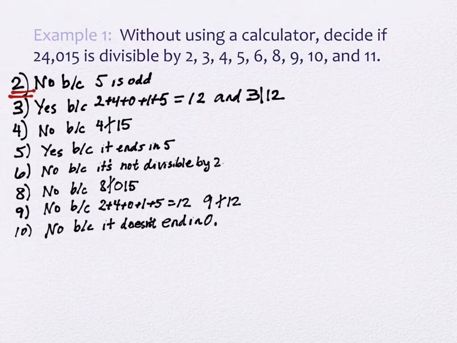Let's see, our last one's 11. Okay, so we already talked about how 11's a little weird. I'm going to leave a blank spot for answering the yes or the no, and let me write the number down: 2, 4, 0, 1, and 5. Do you remember what we did?